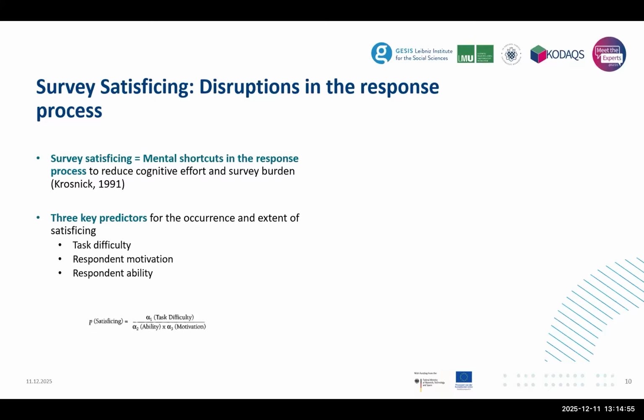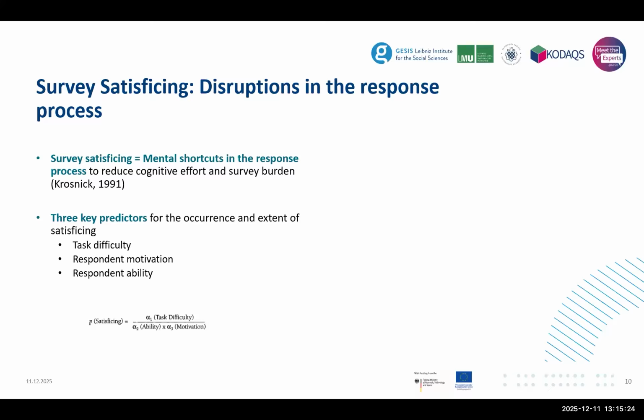First of all, it's the task difficulty. I think we already talked about this a bit. So when a question is very complex, very long, very tiring, burdensome. Second, respondent motivation. So if a respondent is just inherently low motivated, or if the questionnaire is so long that motivation declines. Third, there's respondent ability, so that is really referring to how able the respondent is to process questions and answer them.